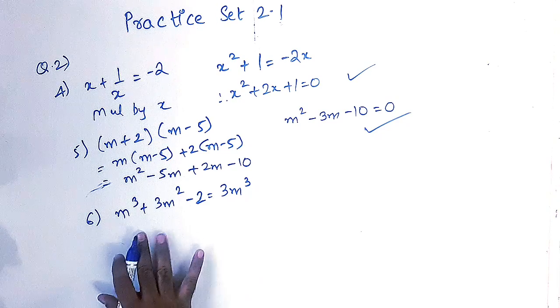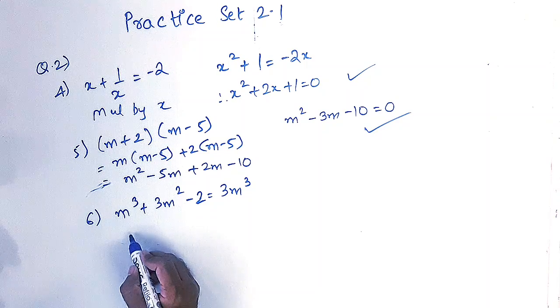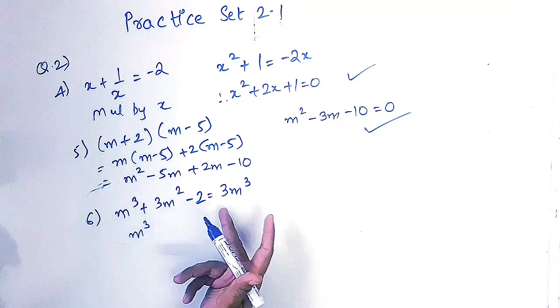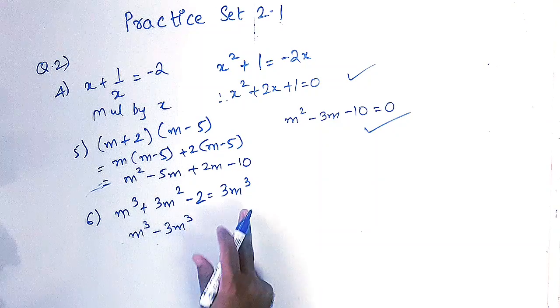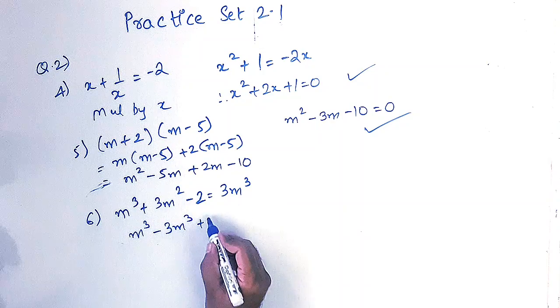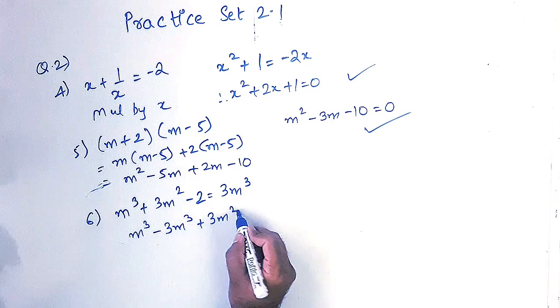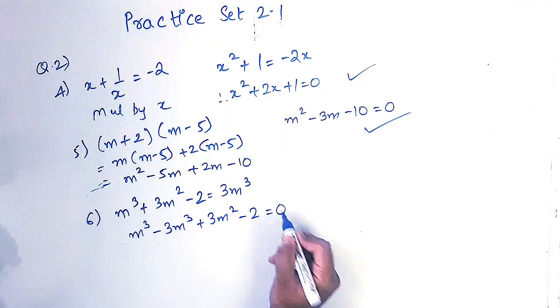Now this one I'll solve. This is m cube plus 3m square I'll take here. It will become minus 3m cube plus 3m square, which is already here in the LHS, minus 2 equals 0.